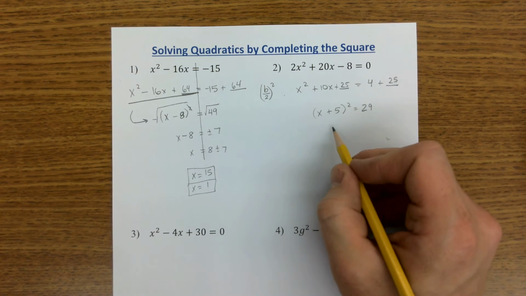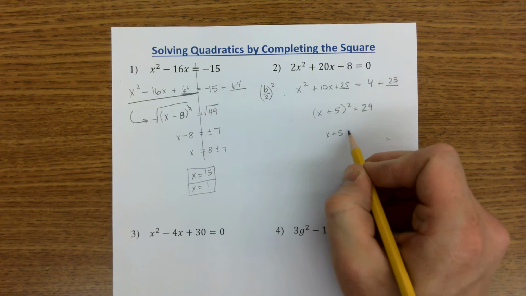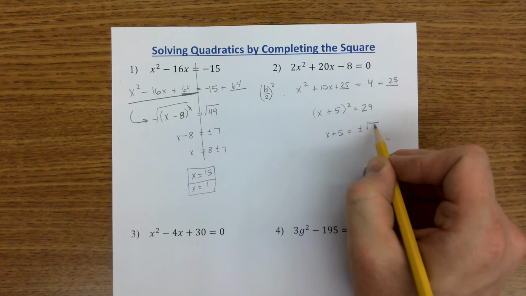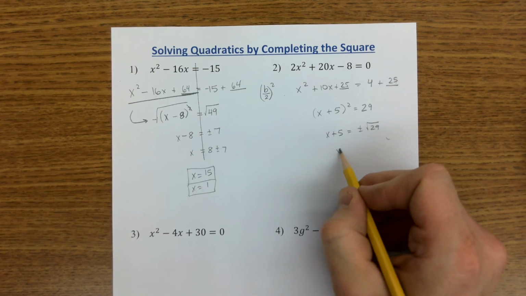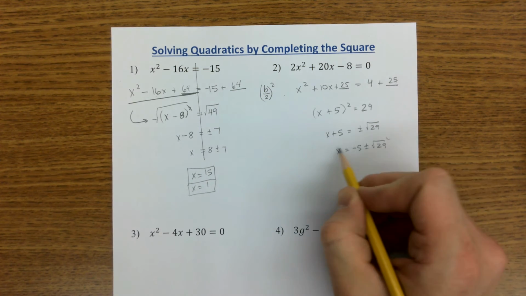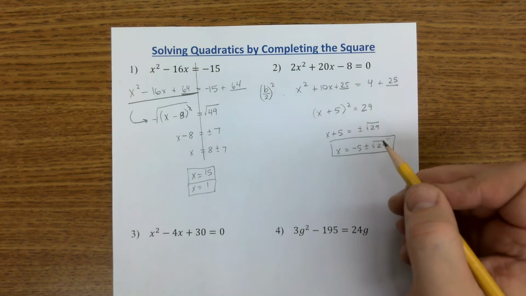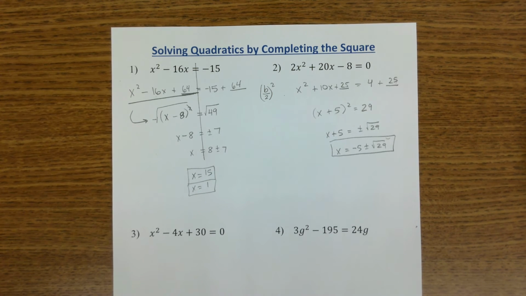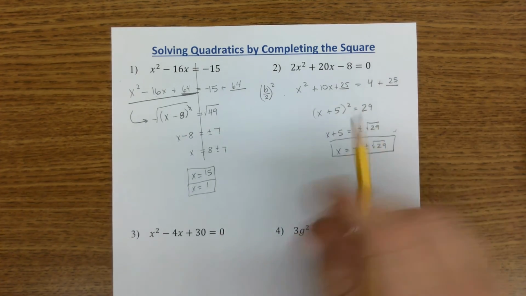Now we can take the square root of both sides. We have x plus 5 is plus or minus root 29. Divide this over here and we have negative 5 plus or minus root 29. Now that is an exact answer. We can get the decimal here by using the calculator.